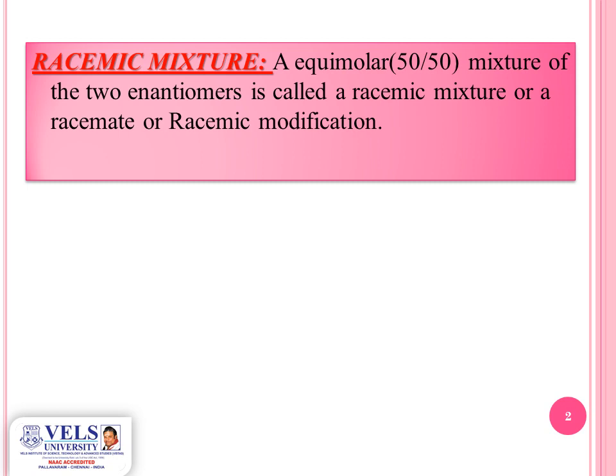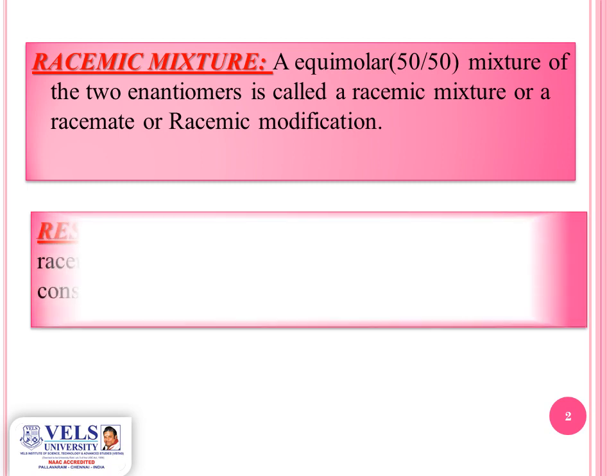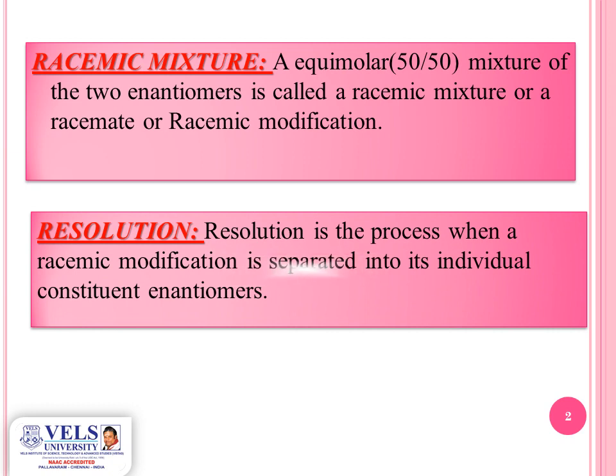Enantiomers are nothing but two optical isomers which are mirror images of each other and have identical physical and chemical properties. Hence, it is difficult to separate. But by using a process called resolution, we can separate it. So, resolution is a process where the racemic modification is separated into its individual constituents.